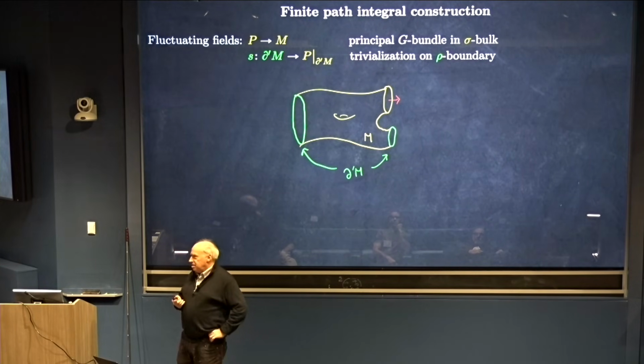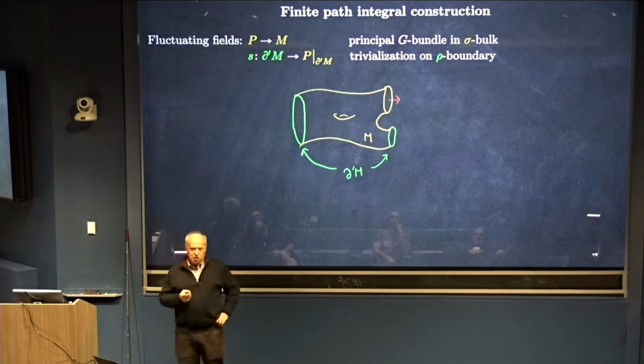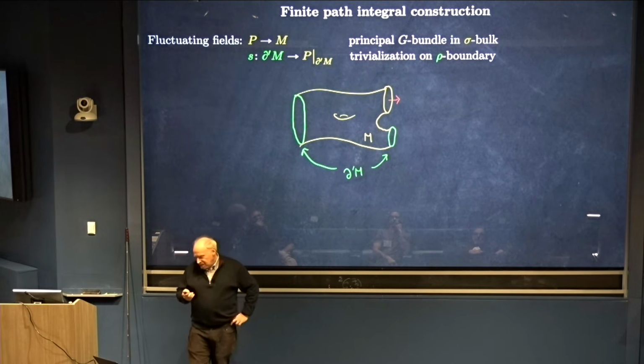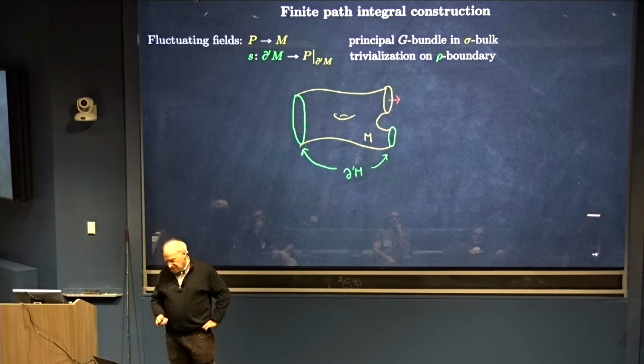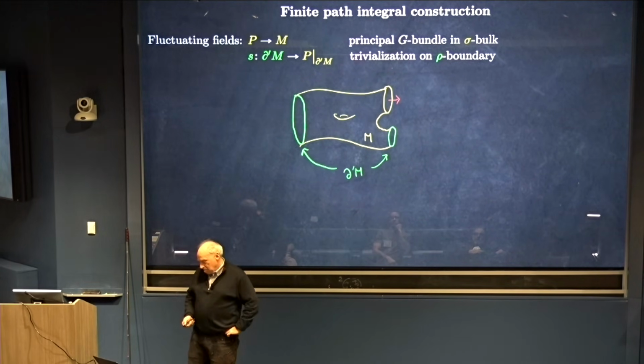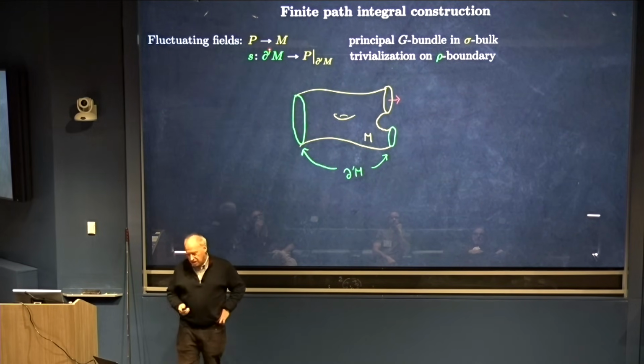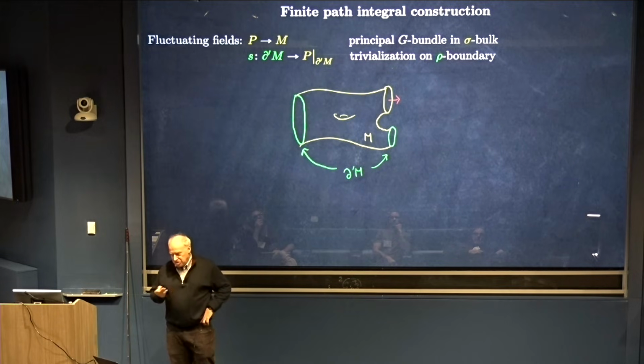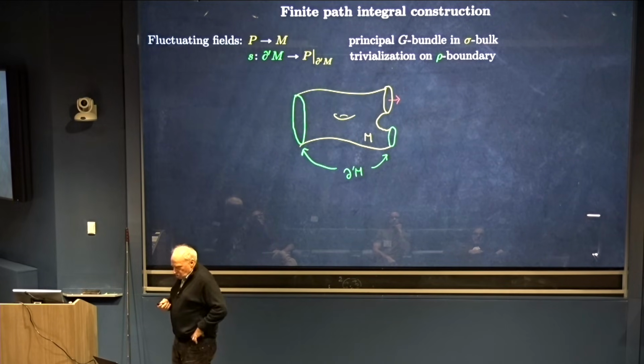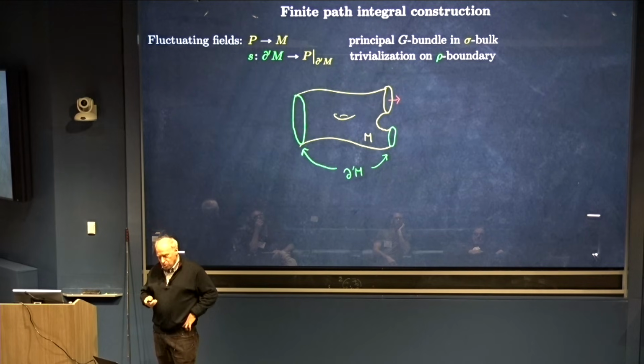Okay, so here's the finite path integral construction, meaning it's a finite sum. So we're summing over these fluctuating fields, and in the bulk, in M, we have a principal G bundle. That's just a Galois cover if G is a finite group. And we have a trivialization, a section of that bundle, over the boundary, the parts of the boundary that are colored with the rho boundary theory.